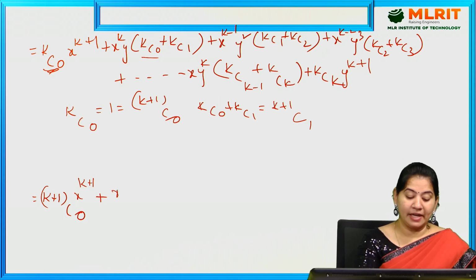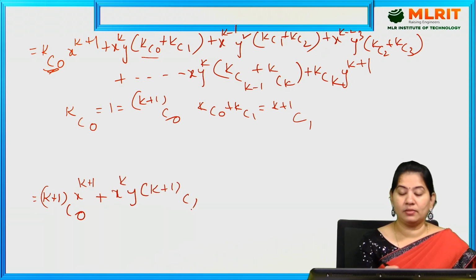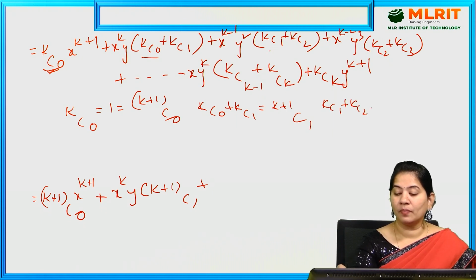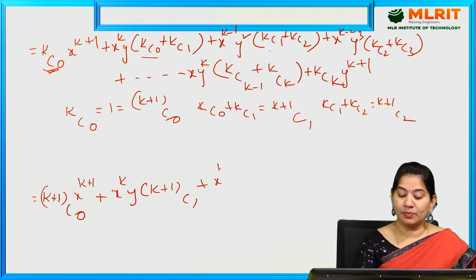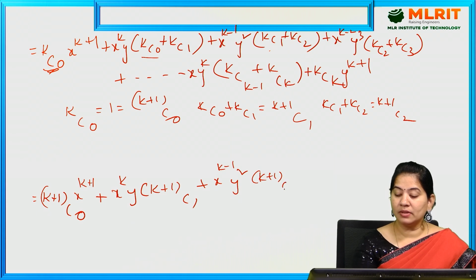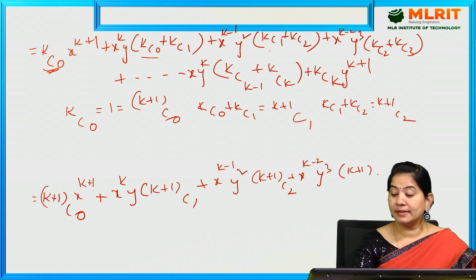Then here you will get x power k into y, k plus 1 c1. And after this kc1 plus kc2 is k plus 1 c2. So here you have to write x power k minus 1 into y2, k plus 1 c2. And after this x power k minus 2 into y cube, k plus 1 c3 you will get. So always it will have the form of k plus 1 only.